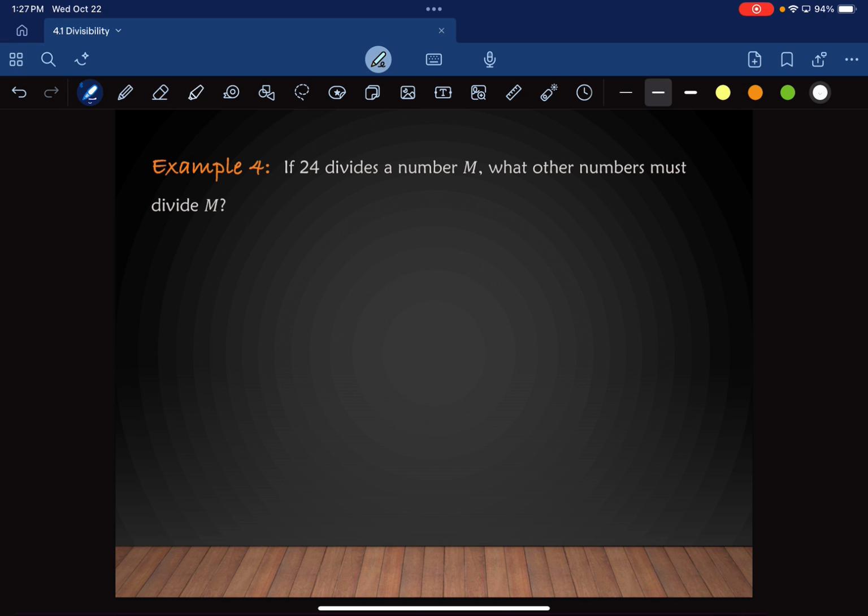2 and 3. Okay, I'm going to start with 2. Let's do it in pairs. What would be the partner for 2 that makes up 24? 12. So if 24 divides it, 2 and 12 will. And then you're exactly right, Kira. 3 works as well, but what's its pair? 8. I'd like for us to go in pairs so we don't miss one. Anything else? 4 and 6. 4 and 6 will work.